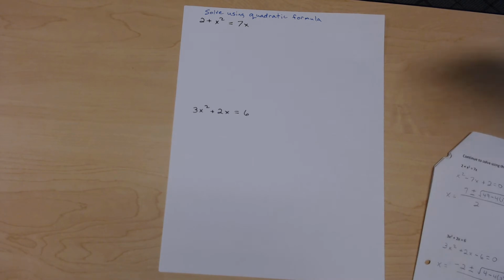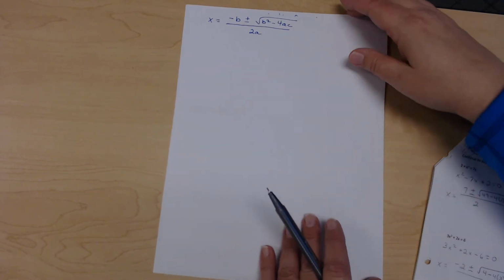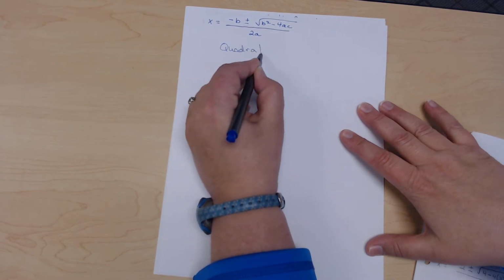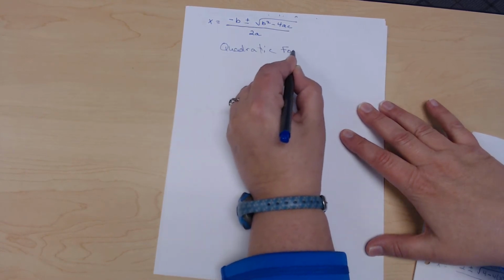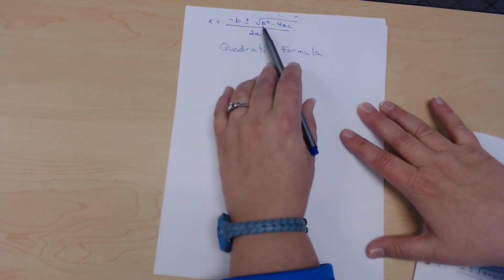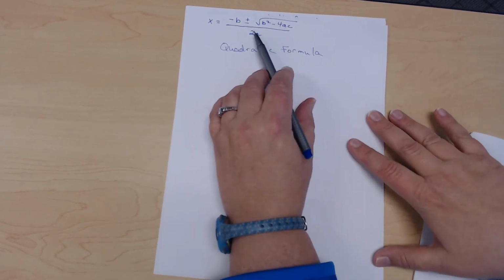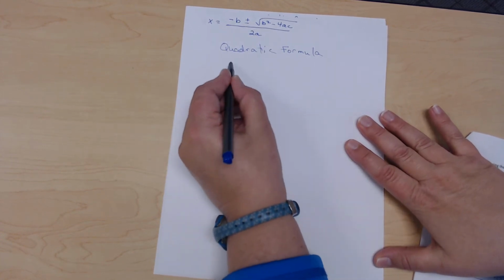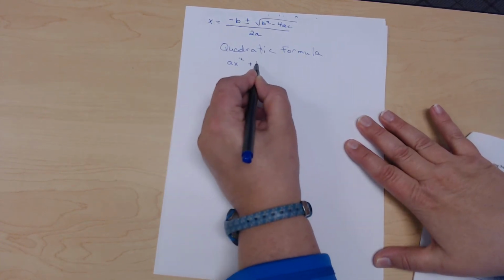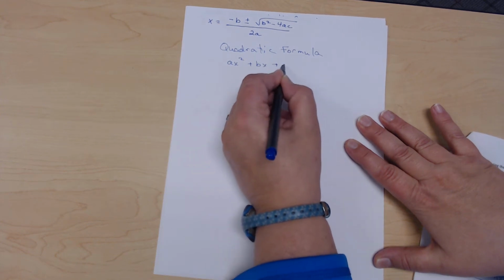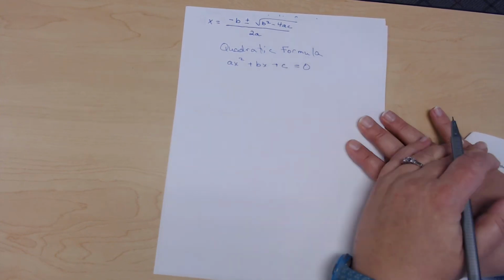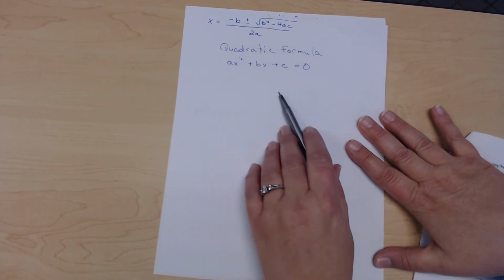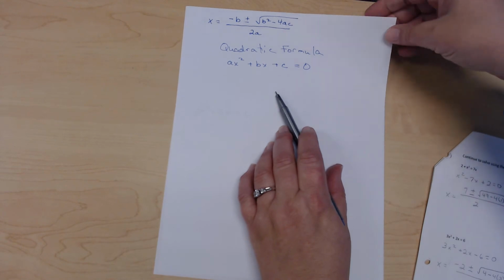Let's put this up next. What is this guy? This is the quadratic formula. Okay, you need to know that. I think I actually give it to you, but this is what we're going to be using. If something doesn't factor, then you've got to use the quadratic formula. A comes from the number in front of the x squared, B comes from the number in front of the x, C is the number all by itself, and it has to equal 0 before you start using the quadratic formula.